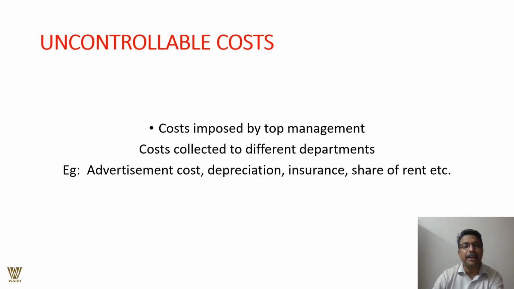So costs collected at different departments: advertising cost, depreciation, insurance, share of rent per se, and things like that. The costs which are external to the production unit, external to the company, are uncontrollable costs. Let's say the tax rates, which have been tweaked by the government. Is it within your control? Probably not. Let's say the resources consumed, where you are dependent on external agencies, and they might hike their rates altogether. Can you do anything about it? No. Case in hand, you are in a business of producing oil paints, but the prices of oil have gone high. What can you do? So these are uncontrollable costs.